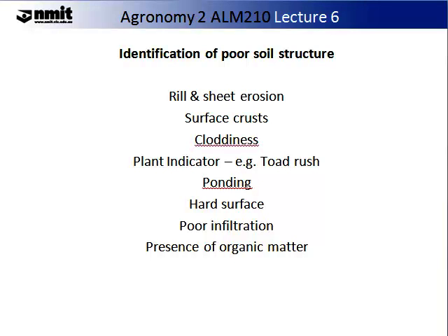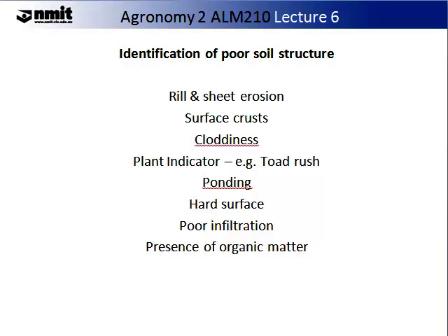Surface crusts are an indication of poor soil structure. These reduce infiltration of water and restrict seedling emergence when they become dry. Cloddiness: this is after a single cultivation and where brick-like clods are formed. Further cultivation is required to produce a suitable seed bed.